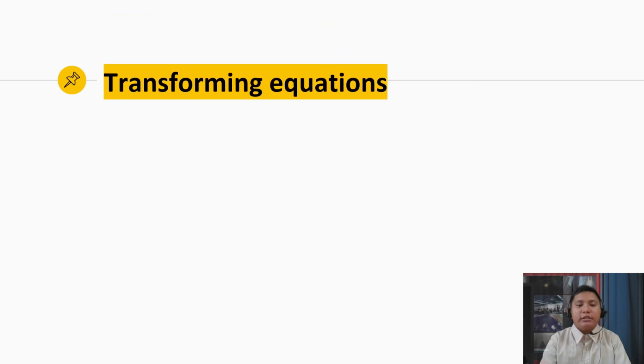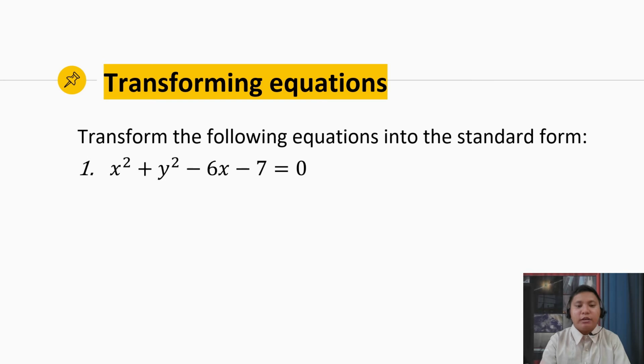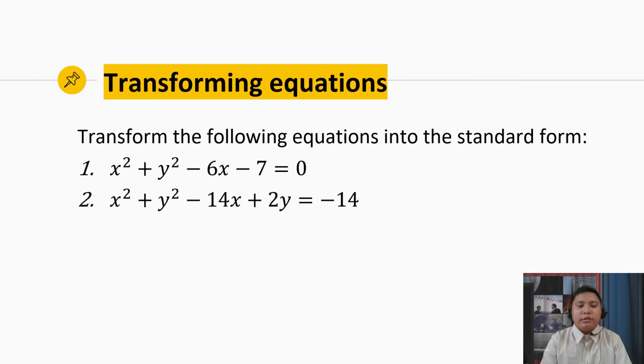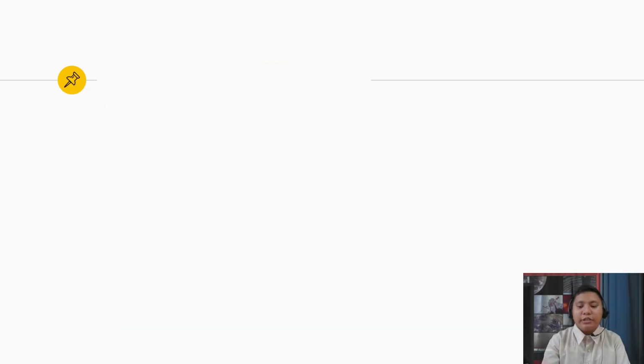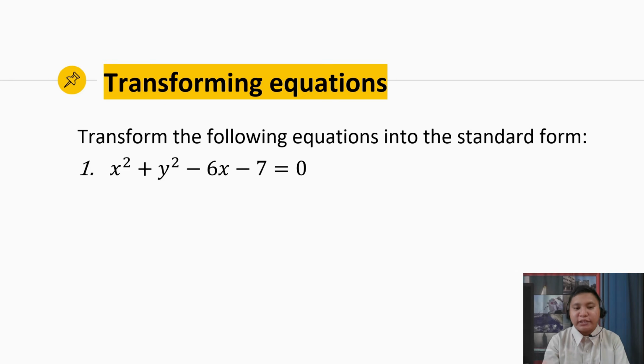Let's try another example. Number 1, our given is x squared plus y squared minus 6x minus 7 is equal to 0, and number 2, x squared plus y squared minus 14x plus 2y is equal to negative 14. So let us try to answer. We will answer all together. Example number 1. I'd like you to get a paper and a ball pen and let us solve together.